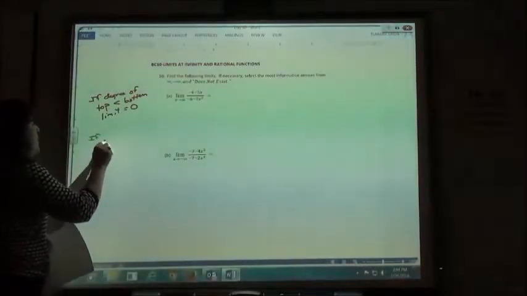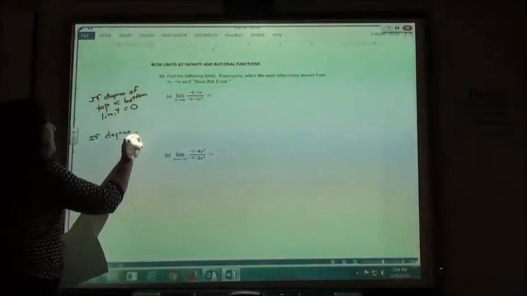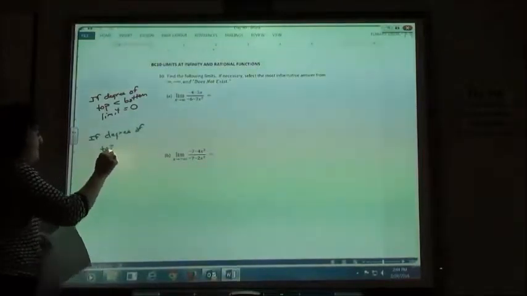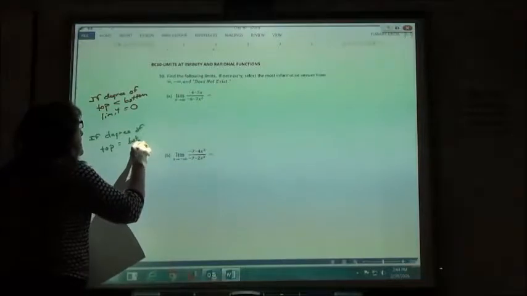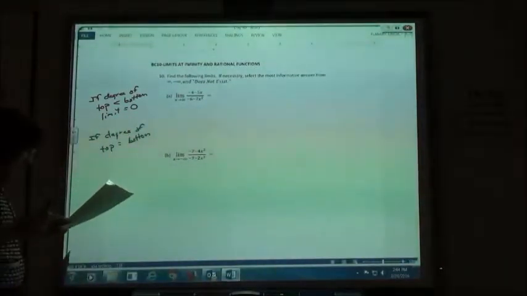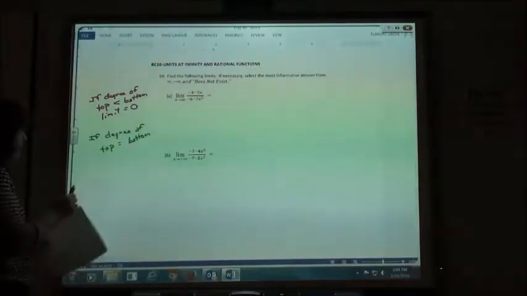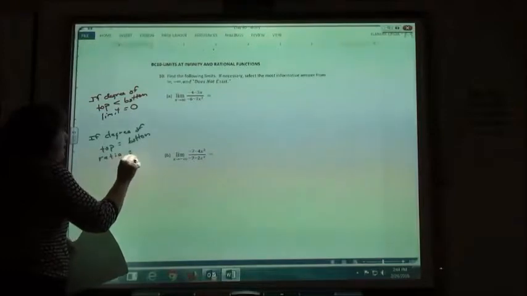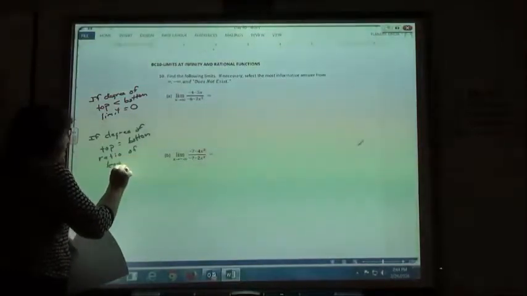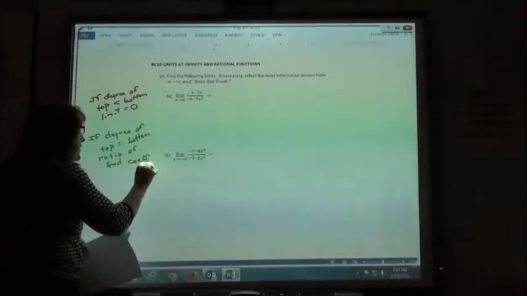If the degree of the top equals the degree of the bottom, then you're going to have the ratio of the leading coefficients. We'll get to that.